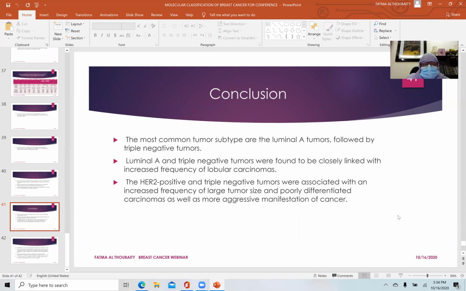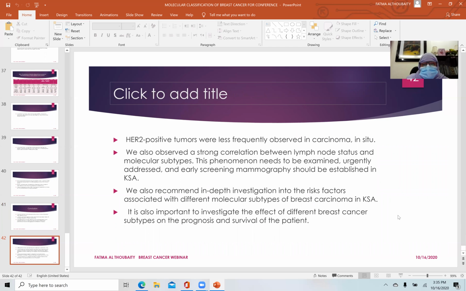So in conclusion, the most common tumor subtype is luminal A, followed by triple negative breast cancer. Luminal A and triple negative tumors were found to be closely linked with increased frequency of lobular carcinoma. The HER2 positive and triple negative tumors were associated with increased frequency of large tumor size, poorly differentiated carcinoma, as well as more aggressive manifestation of cancer. HER2 positive tumors were less frequently observed in carcinoma in situ. We also observed a strong correlation between lymph node status and molecular subtypes.